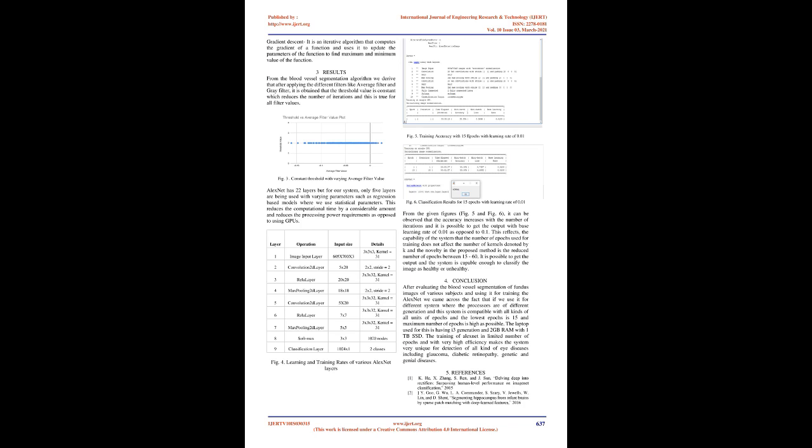Then background noise is removed by using background exclusion. After applying an average filter, we then take the difference between the gray and average filter. Isodata segmentation method, blood vessel segmentation.